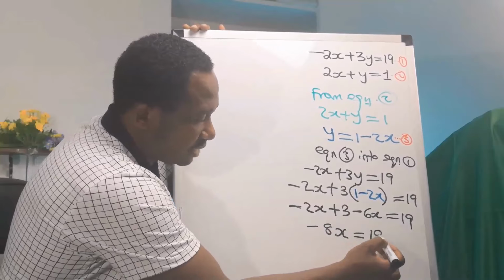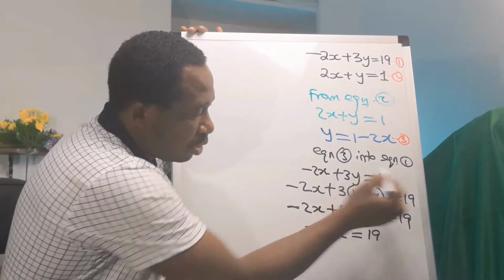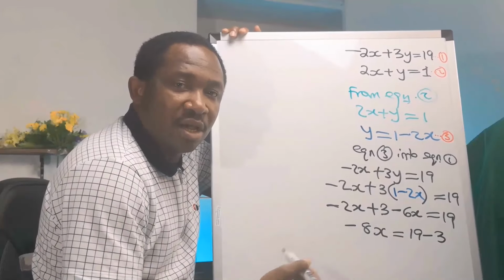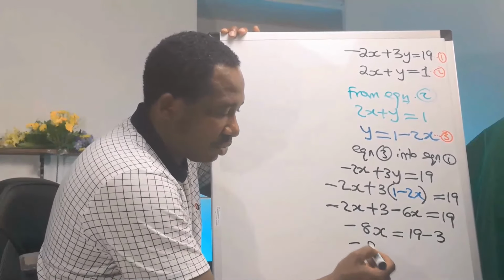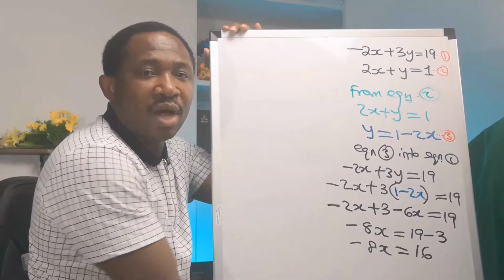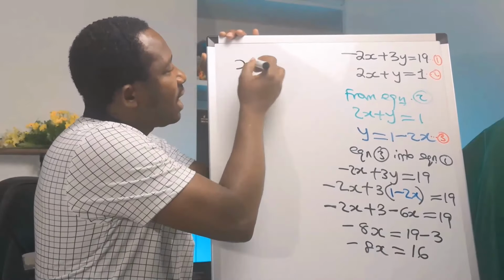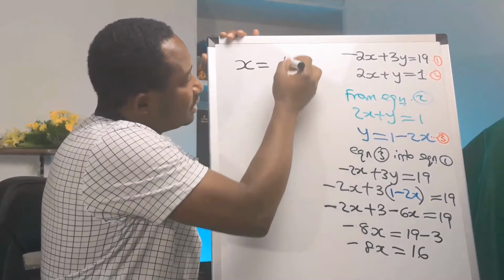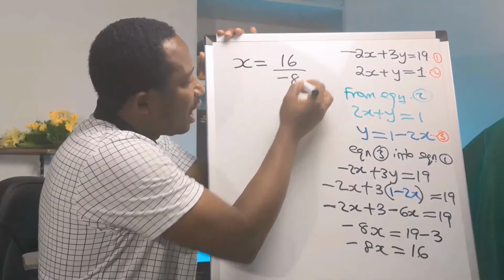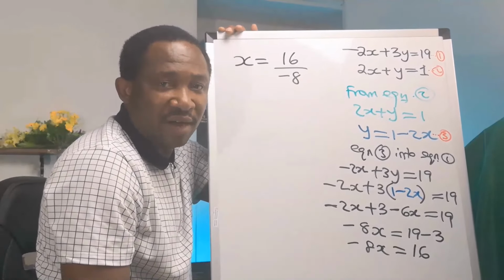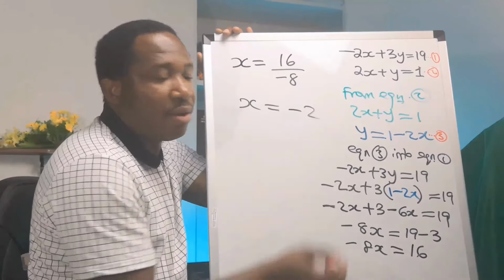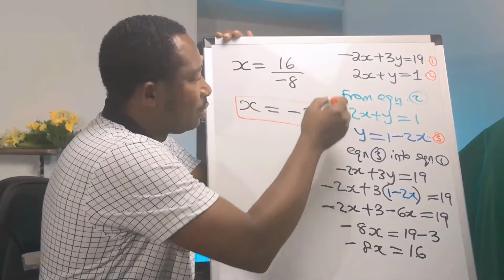Next, I will have 19 minus 3, since 3 will move to the other side and become minus 3. Next, we're going to have that minus 8x is 16. We want to isolate x. Hence, x will become 16. On the other side, minus 8 will move, and we divide by minus 8. X is minus 2. Now, we have obtained the value for x.